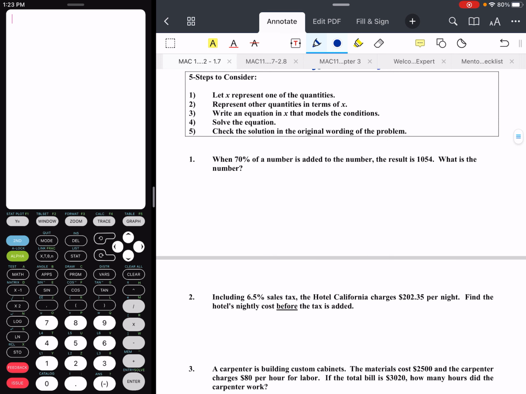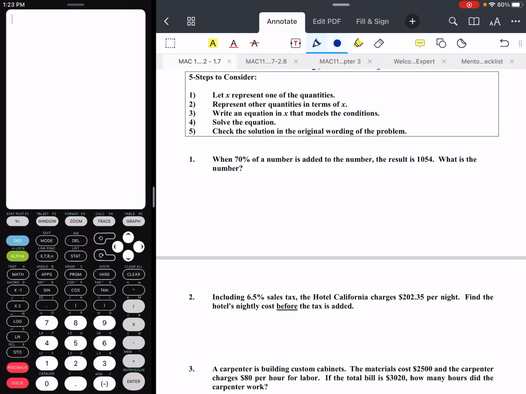And we didn't openly discuss it, but we basically used some of these 5 steps when we were trying to set up that model. So first, we want to let X represent one of our quantities. Then we can represent other quantities in terms of X, so like the car's value in terms of X. Write an equation in X that models the conditions. So that was our Y equals equation. Solve the equation and check the solution in the original wording of the problem.